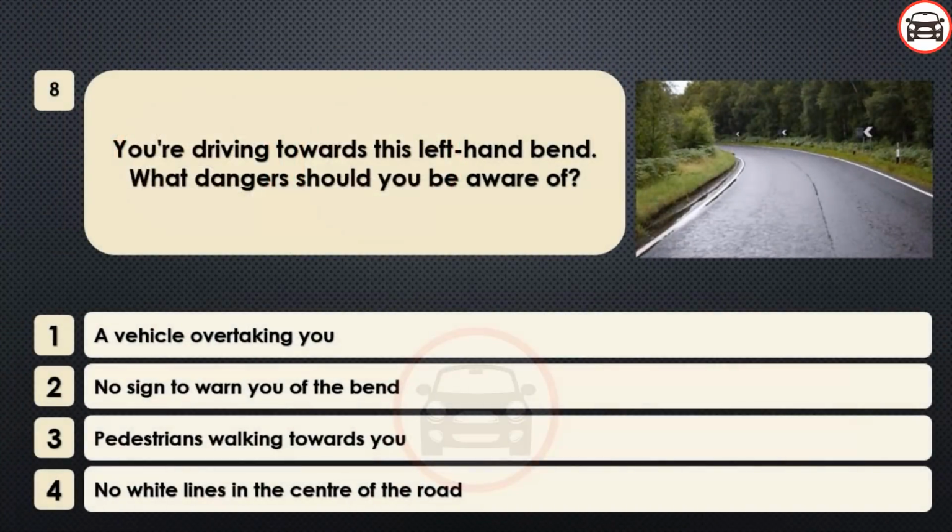You're driving towards this left-hand bend. What danger should you be aware of? 1. A vehicle overtaking you. 2. No sign to warn you of the bend. 3. Pedestrians walking towards you. 4. No white lines in the center of the road.